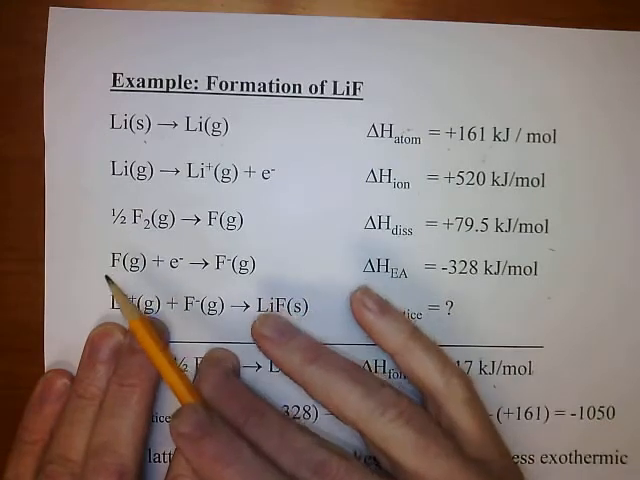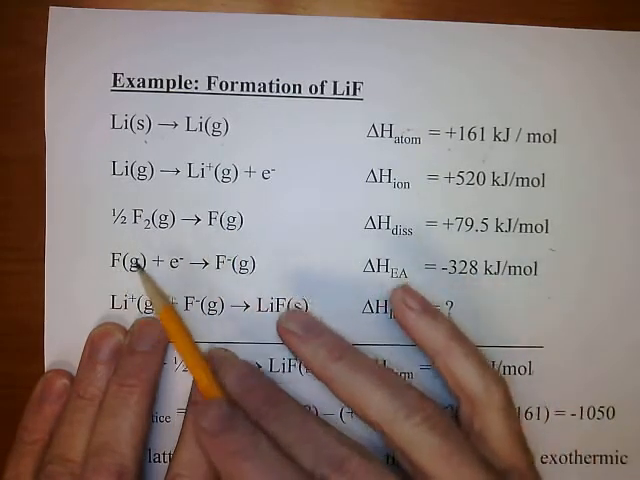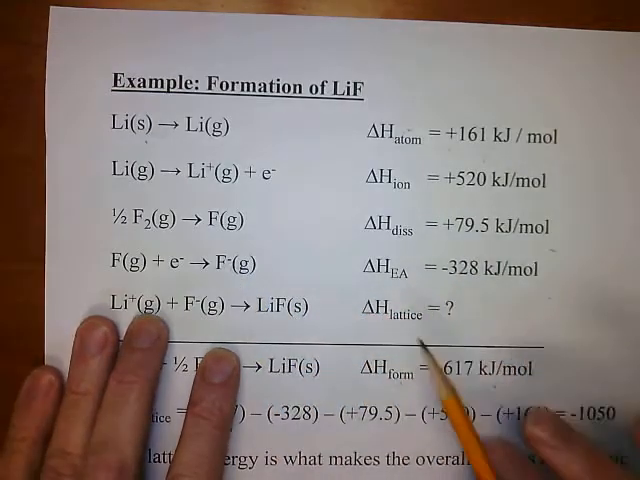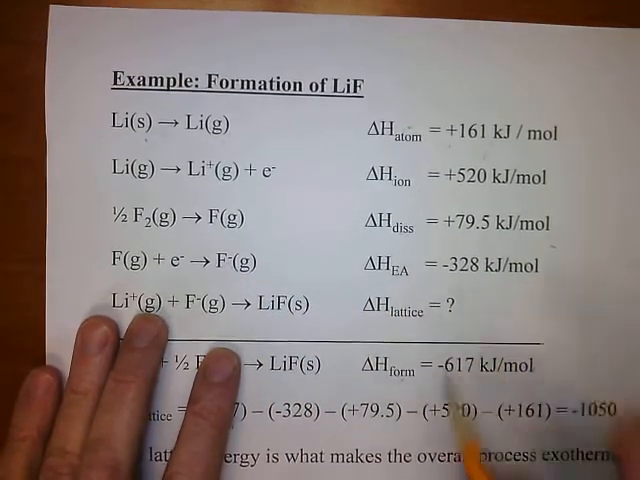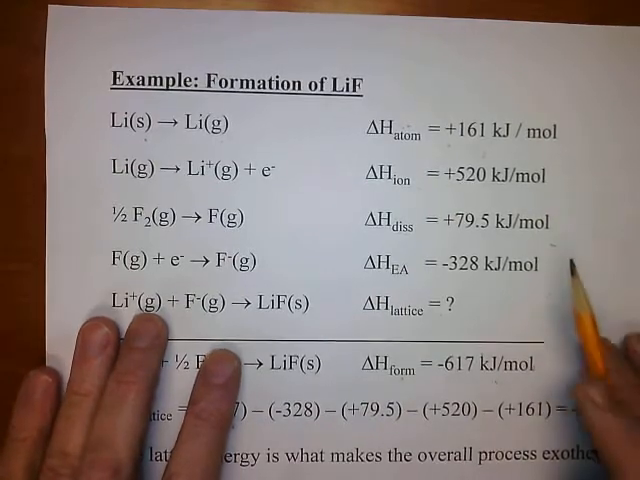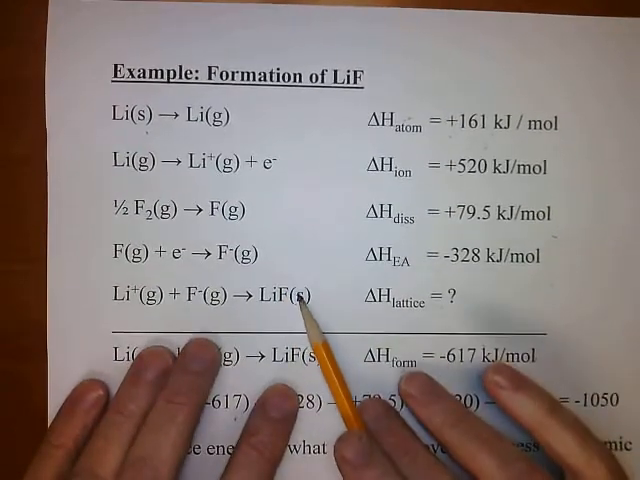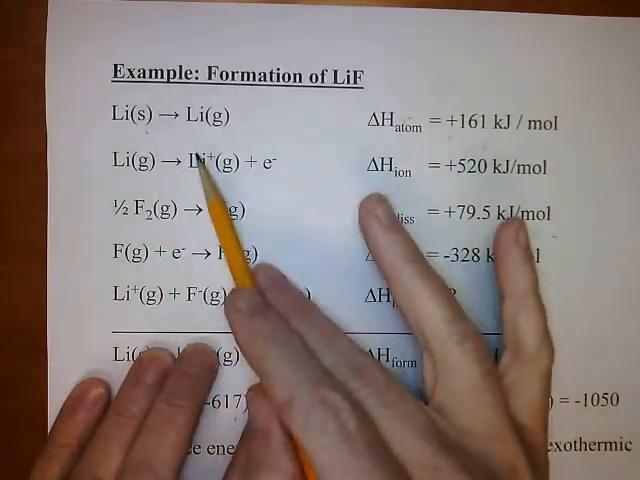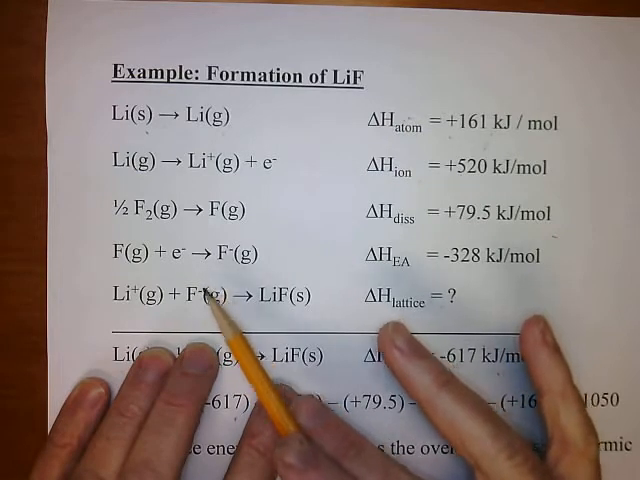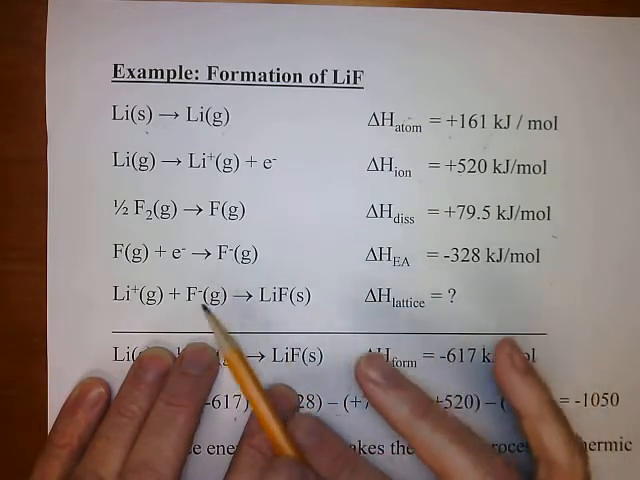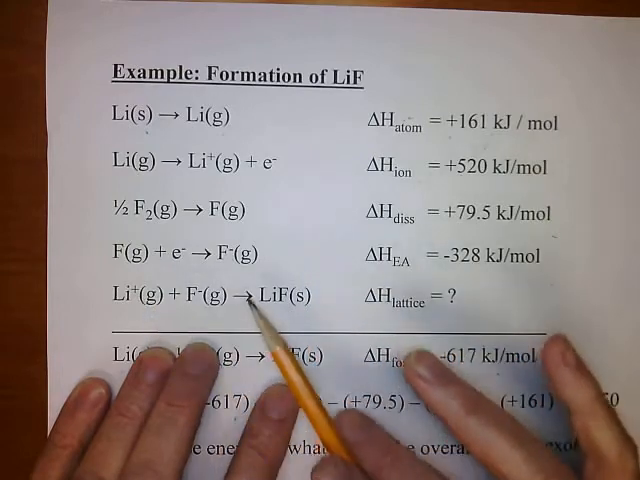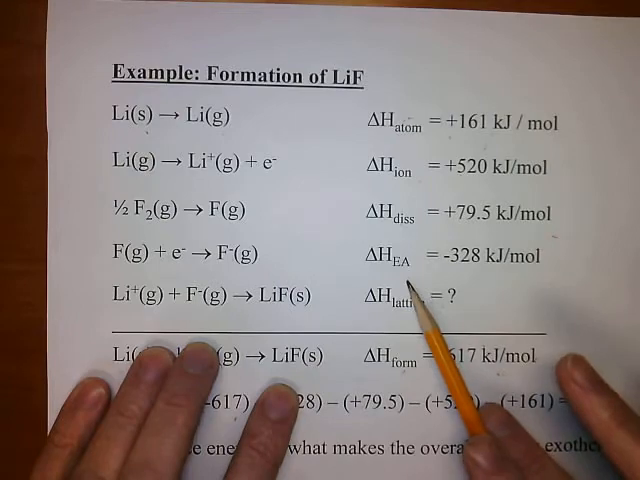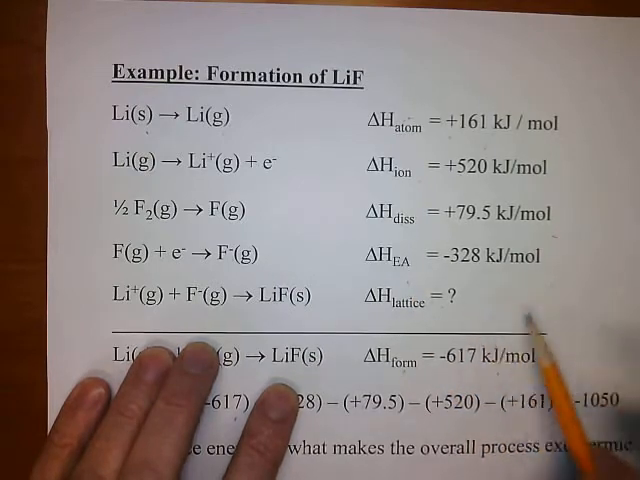And then, almost last, the gaseous fluorine atom picks up an electron and becomes a fluoride ion. That's the electron attachment enthalpy. That's minus 328 kilojoules per mole. Now we have one more step, and that's the lithium plus gas. The gaseous lithium plus ion combines with the gaseous fluoride ion to form lithium fluoride. That's the lattice energy. That's the one step that we don't know here.